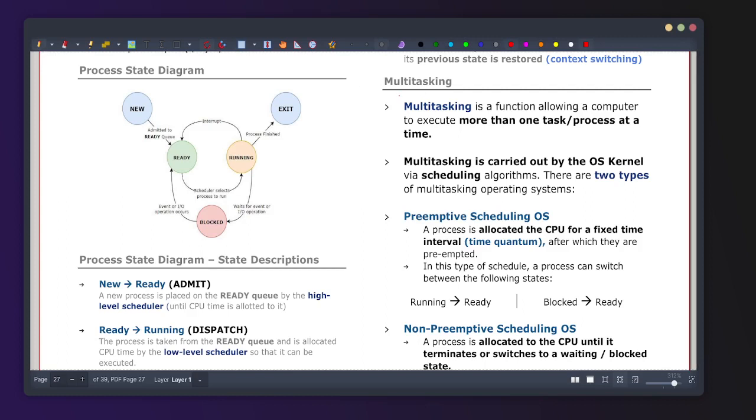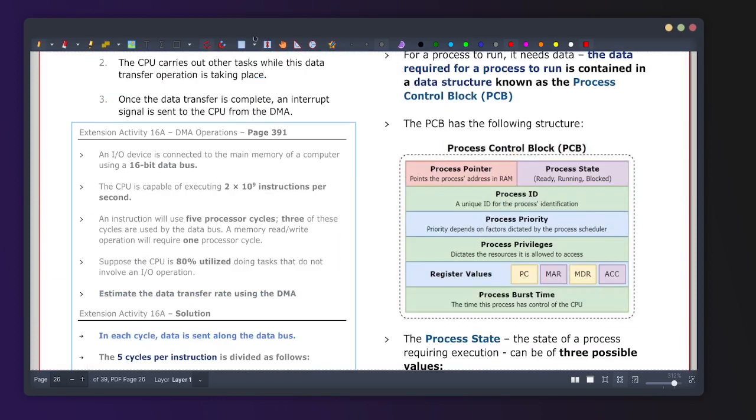In multitasking, it's defined as a function that allows a computer to execute more than one task or process at a time. That's not too difficult to understand, right? Now, you might be wondering, isn't this the same as parallel processing? Not exactly, guys. Let me help you understand the difference between these things.